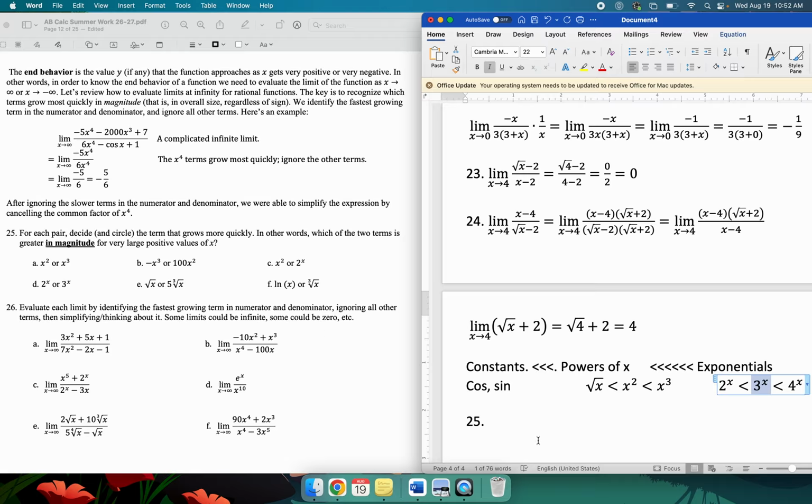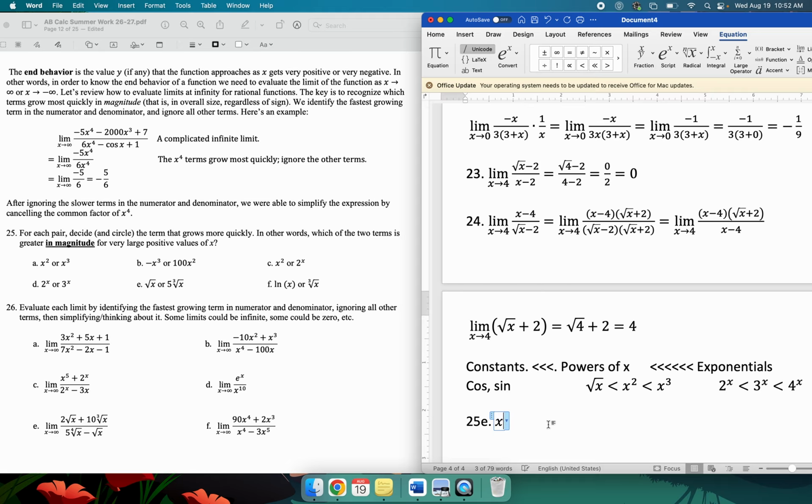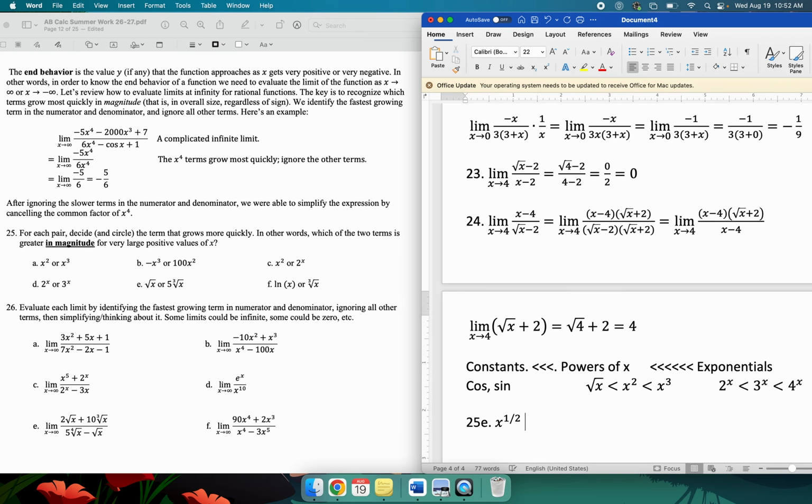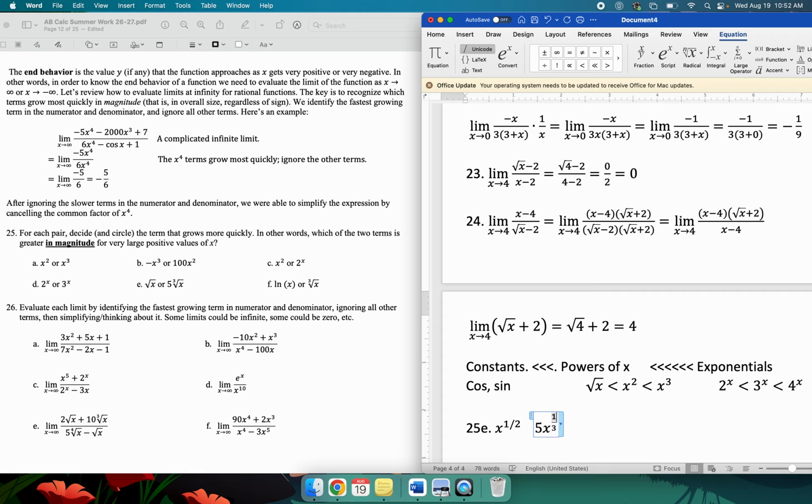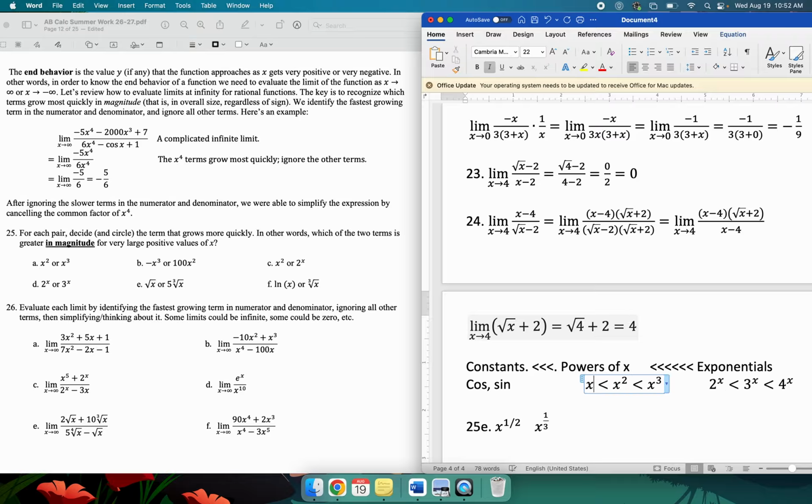Root x or 5 cube root of x. Well, to see that, I think you need to rewrite. Square root of x is x to the 1/2 versus 5 cube root of x is like 5x to the 1/3. The 5 makes no difference. Coefficients don't matter. You might as well just ignore it. Who grows faster? This one does, because 1/2 is bigger than 1/3. So in this family of functions, root x, which is x to the 1/2, grows faster than x to the 1/3, which is faster than x to the 1/4, etc.